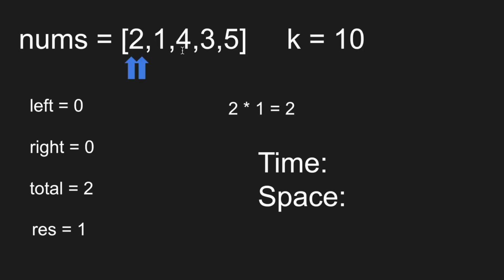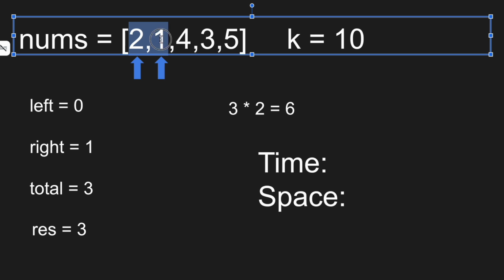First we are at the very left. 2 times 1 is 2. So we can add 2 to total and the result is 1 because this has a length of 1. Now we shift the right pointer. It has a length of 2 and the total is 3. And 3 times 2 is equal to 6, which is less than 10. So then we will add the length of 2 to result because we know that this is a subarray and this is a subarray. So we can add 2.